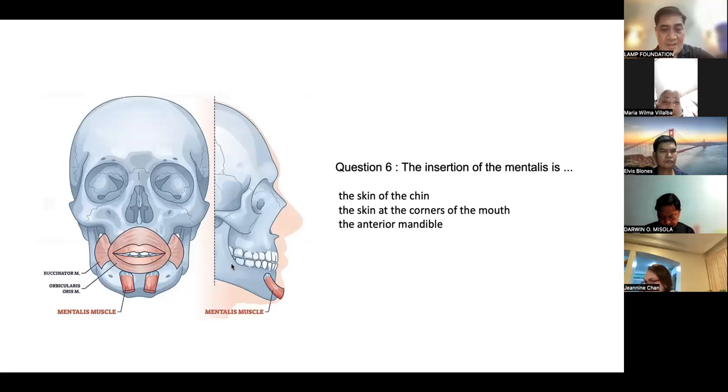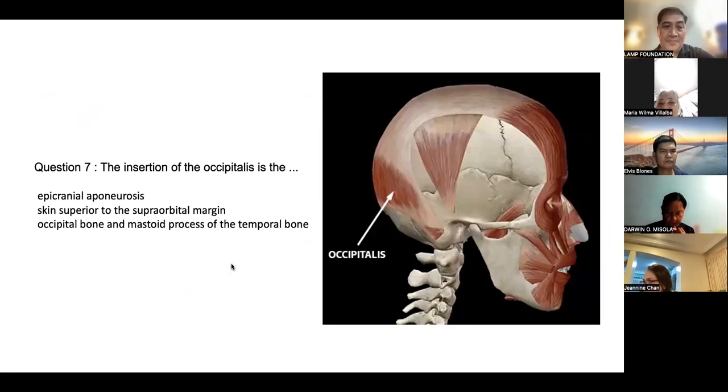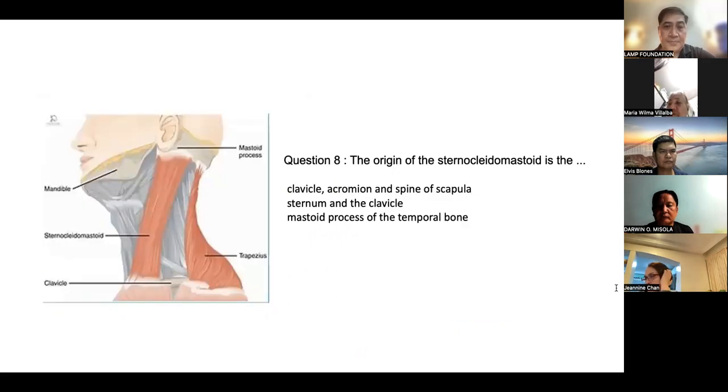Insertion of the mentalis. Skin of the chin. Okay, this is where you made a mistake earlier, right? Insertion of the occipitalis. Occipital bone and mastoid process of the temporal bone. No. Study that carefully. Insertion of the occipitalis. Epicranial aponeurosis. That's the insertion. Origin of the sternocleidomastoid. Mastoid process of the temporal bone. Origin.